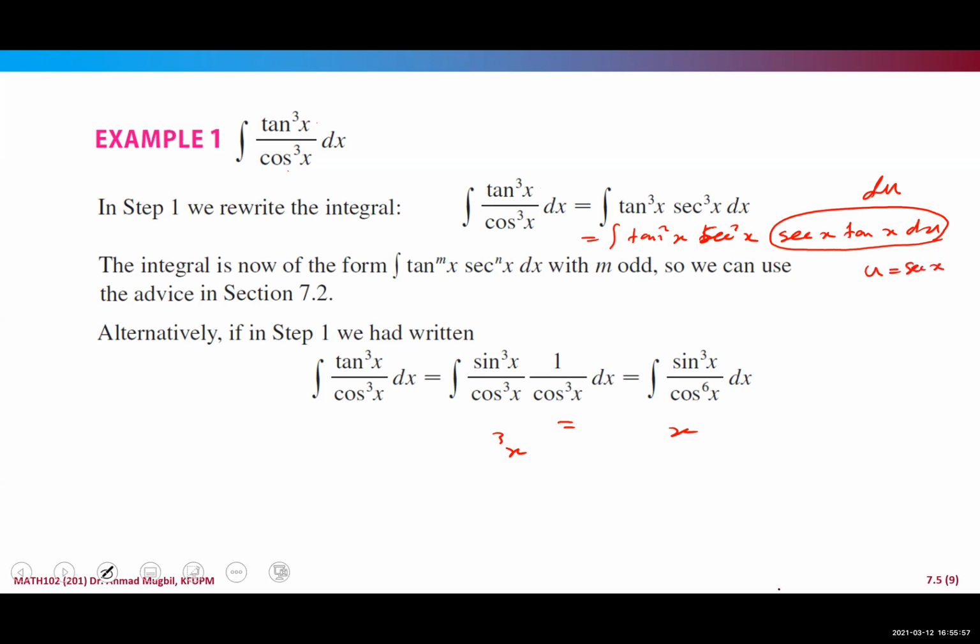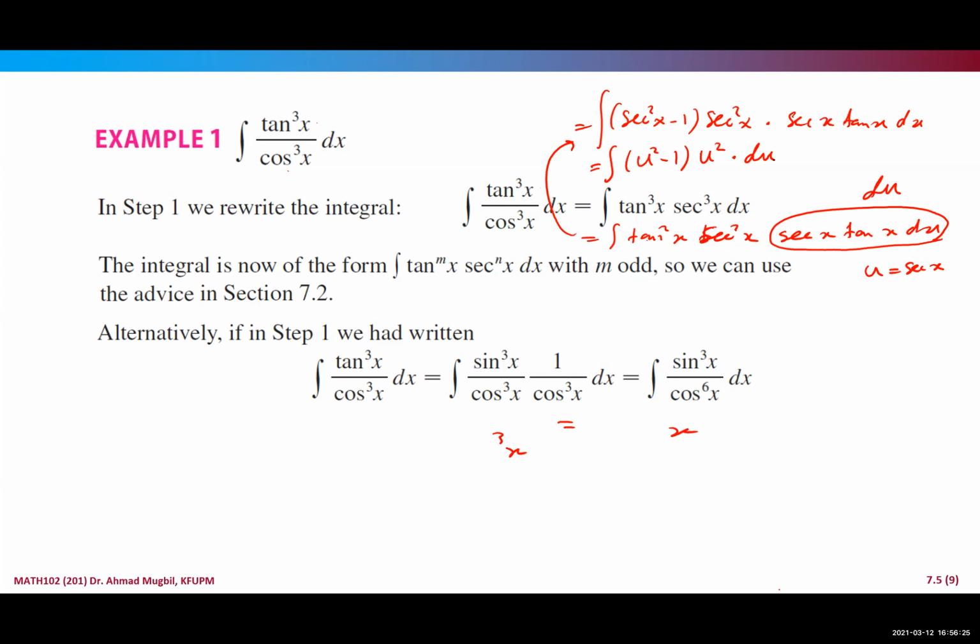So I need to write this tan in terms of secant. So this will be equal to the integral of secant squared x minus 1, secant squared x, and here you have secant x tan x dx. So this is going to be u squared minus 1 multiplied by u squared, and here you have du. And of course, it can be integrated after that simply.